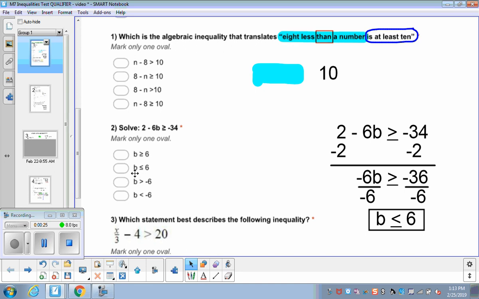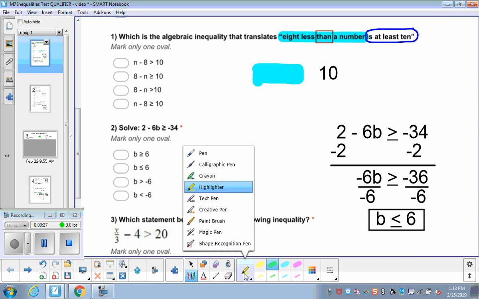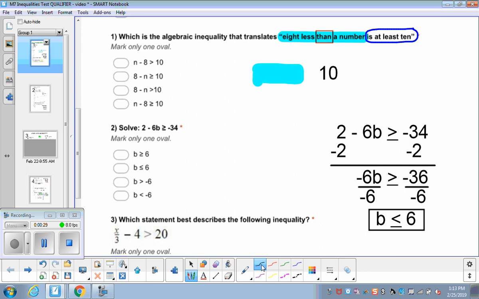So for number 1 on the qualifier, again, this was the qualifier Google form that you guys had to complete for homework. And for number 1, you're just translating. And when we read from left to right, we have 8 less than a number is at least 10. So I have is at least 10, so I've circled it, which means all of this highlighted stuff has to be at least 10. If it's at least 10, it could be 10 or more. So all of this highlighted stuff can be more than or equal to the 10.